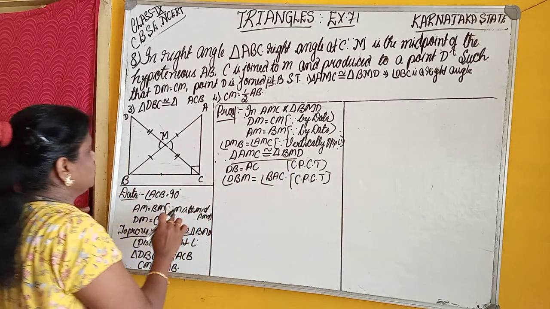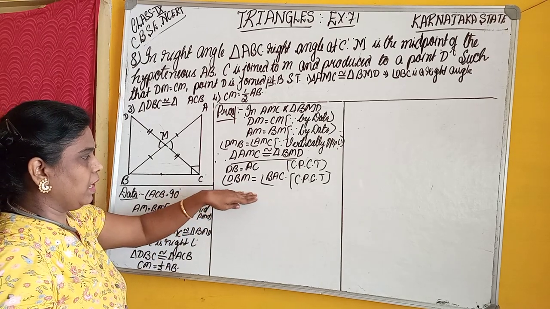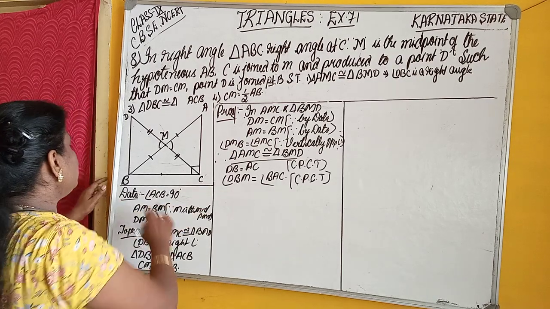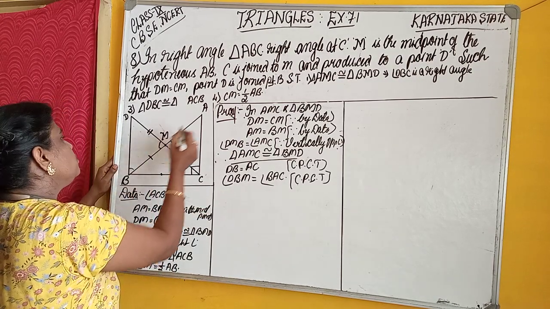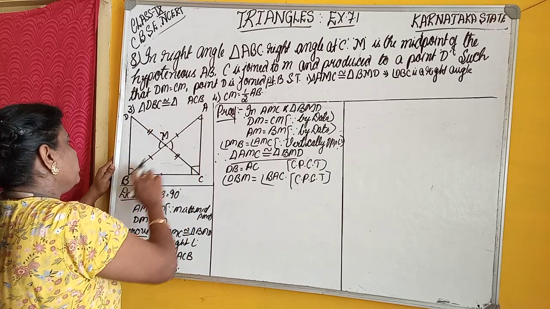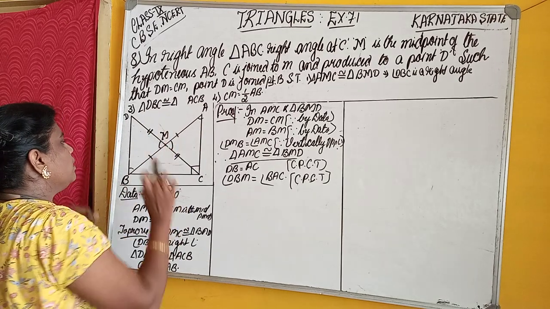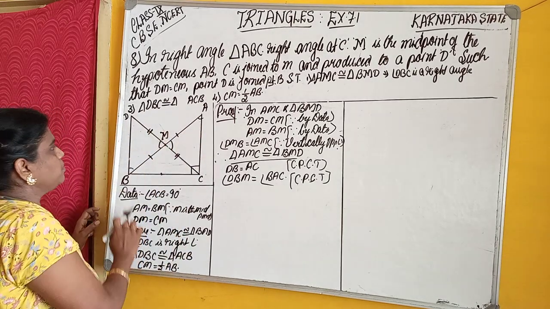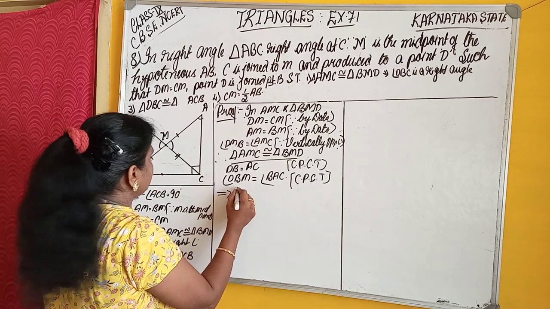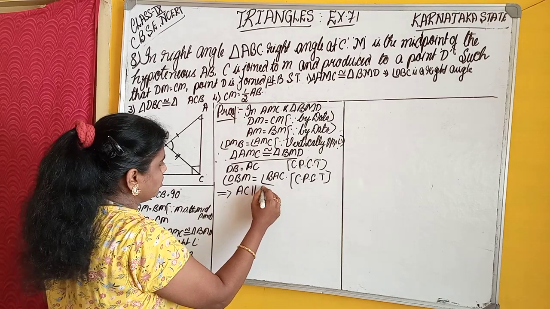These two are equal corresponding angles. But when these two angles are equal, this is in the Z shape, isn't it? When these two angles are equal, we can tell that AC is parallel to BD. This implies that AC is parallel to BD.